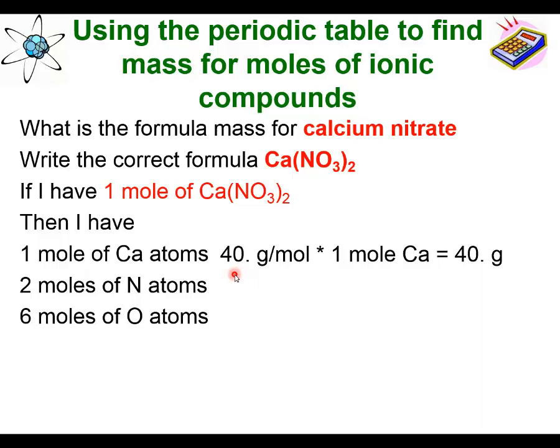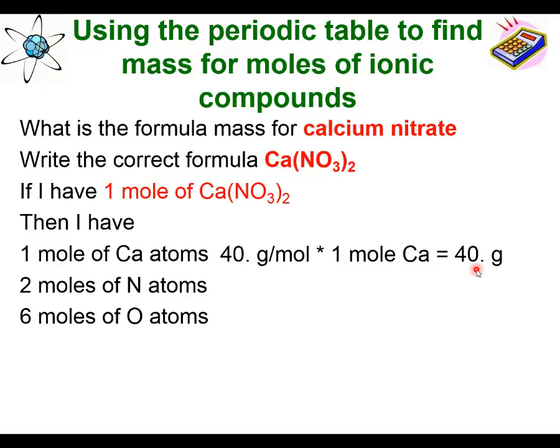So calcium atoms have about 40 grams per mole for their mass, and I'm getting this value of 40 from looking up at the periodic table and saying, oh, it's about 40 grams per mole. If I had a single calcium atom, it would be about 40 atomic mass units. Okay, now since I have 1 mole of calcium atoms, I can multiply that with 40. I get 40 grams of calcium by mass in 1 mole of calcium nitrate.